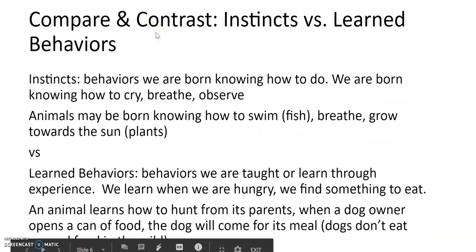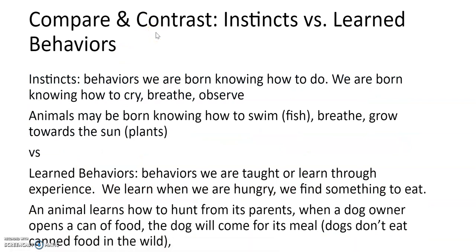So let's think one more time about instincts versus learned behaviors, comparing and contrasting. Instincts are behaviors that we're born knowing how to do. We are born knowing how to cry, how to breathe, how to look around once our eyes open and observe the world around us. As I mentioned, later crying becomes acquired or learned because we learn how to cry to get things. But when we're born, we just know how to cry.